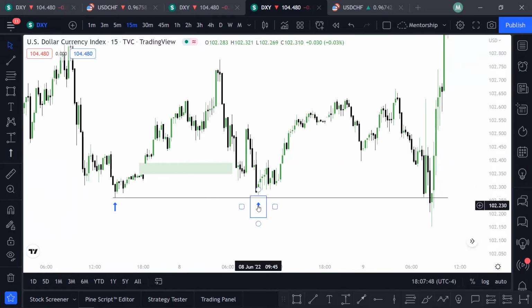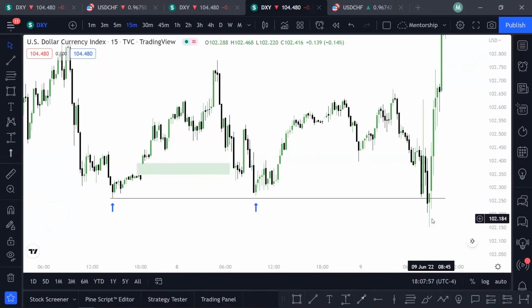So concepts is equal, okay? They will guide you. What are you looking for? Well, boom. What time of the day? 8:30 in the morning, New York time. Time and price. Perfect entries below these lows here. You buy here.